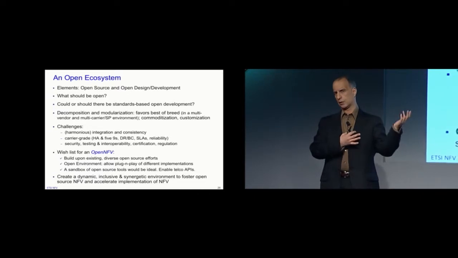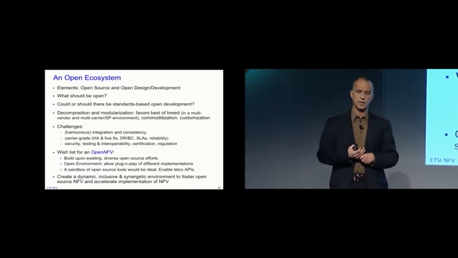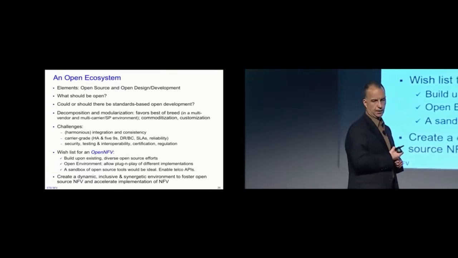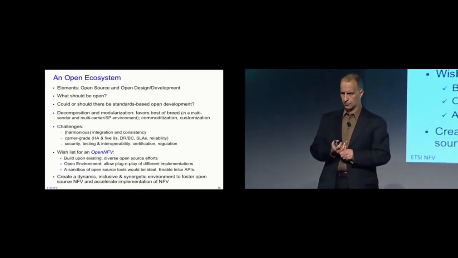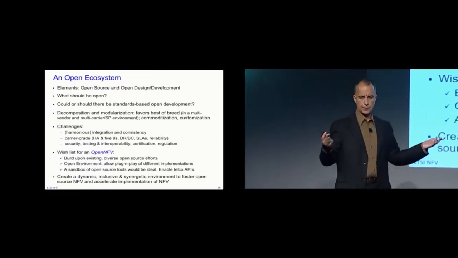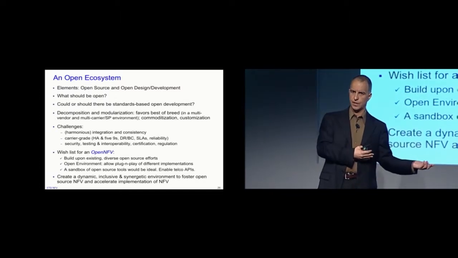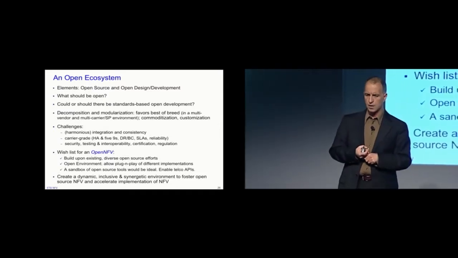So here we're looking at open source software, but also open hardware as well. One thing that really comes to mind is the OCP project. There was a summit last week, so that becomes quite relevant to us. What should be open? That's something we have to determine. What's going to be the interfaces? Is it going to be just the functional blocks in the system? Is it going to be just software, or what else? Could we have a standards-based open development? That's another question that we have to answer.